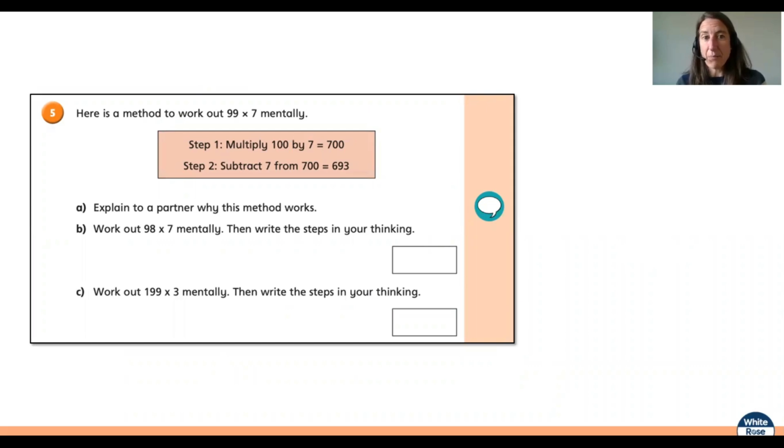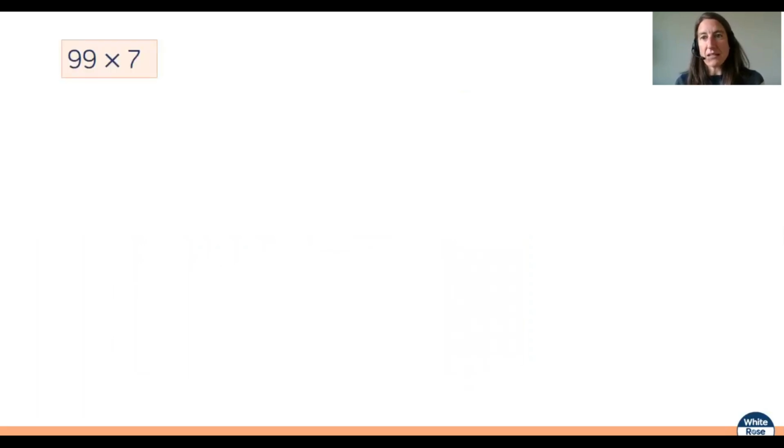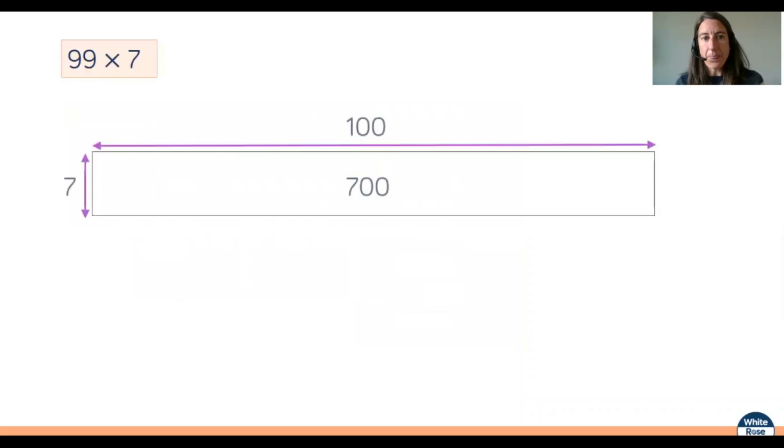The students are given a method for working out 99 multiplied by 7 mentally. So multiply it by 100 and then subtract 7. Now, to us, that might seem obvious as a strategy, but for students, that can sometimes seem quite abstract. So you might want to support this using the area model. Here we have 100 multiplied by 7, and we're going to cut off the end bit here.